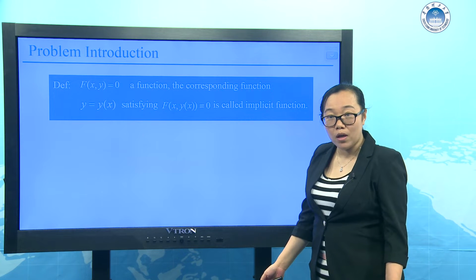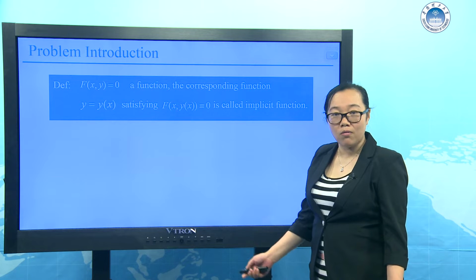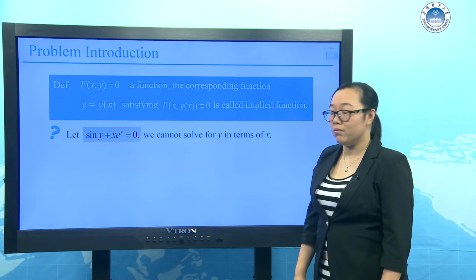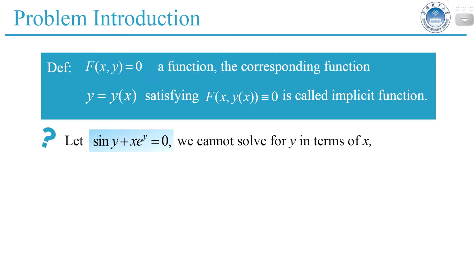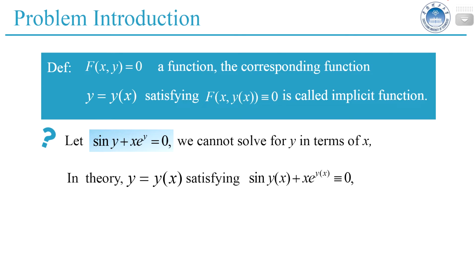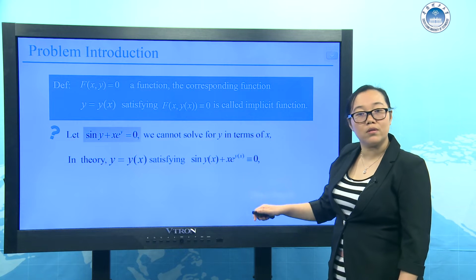Why? What is our implicit function? Now I will give you an example. Let sin y plus x e to the y power equal 0. From the equation, we cannot solve for y in terms of x. But in theory, y equals y(x) always satisfies sin y(x) plus x e to the y(x) power equals 0.